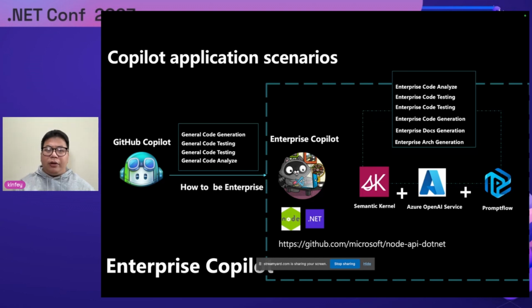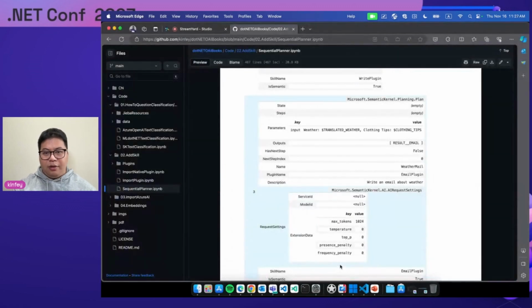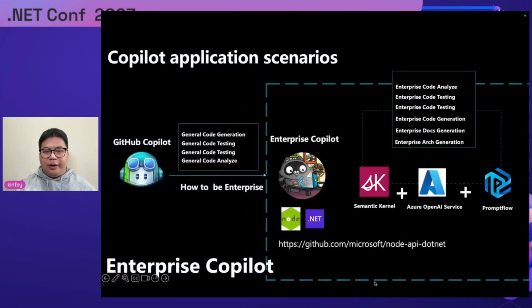If we don't join the waitlist for GitHub Copilot, maybe we need to create some extensions for the enterprise scenario. This time I use some enterprise Copilot to finish. The first thing is the architecture.